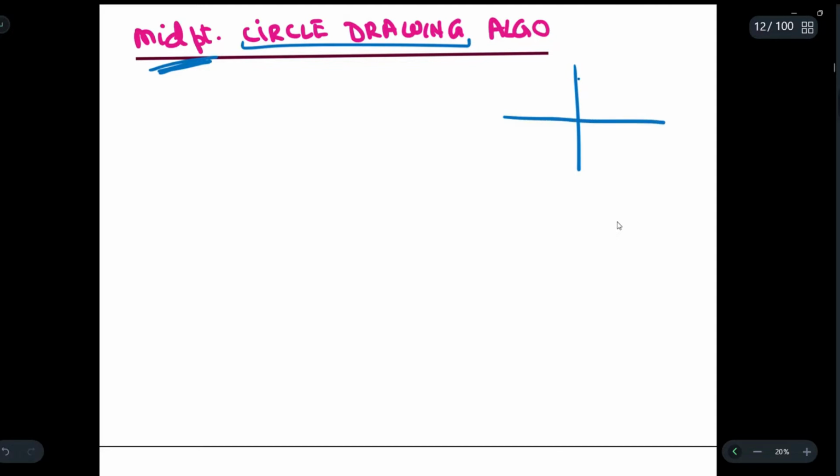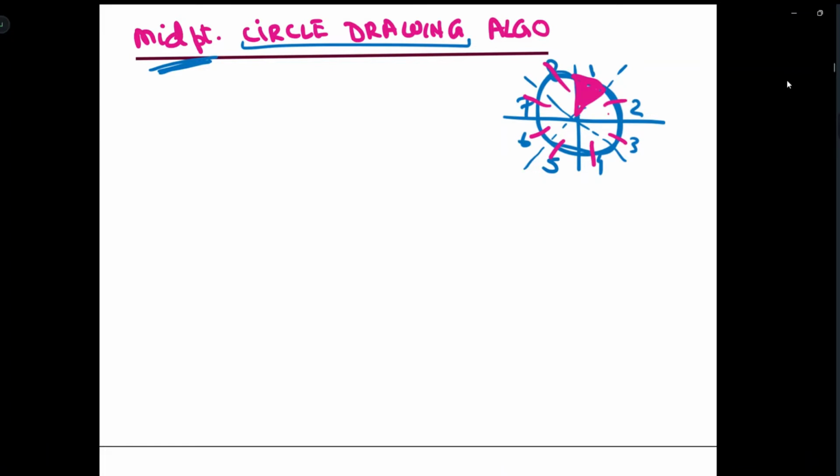Suppose we have a circle, then a circle can be divided into 8 equal octants. That is, this is the first octant, this is the second, third, fourth, fifth, sixth, seventh and eighth. In order to find the coordinates of the whole circle, we do not need to find the coordinates of each and every point. We can simply find the coordinates for this first octant, and then using the coordinates of this octant, we can find the coordinates of the corresponding octants. So this is the simple algorithm: first you only find the coordinates for the first octant. So let us begin with the derivation, or the algorithm, sorry.